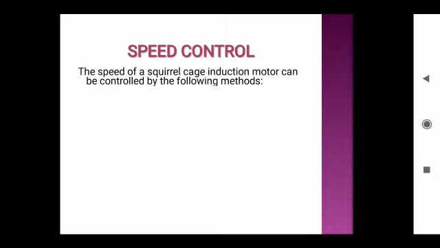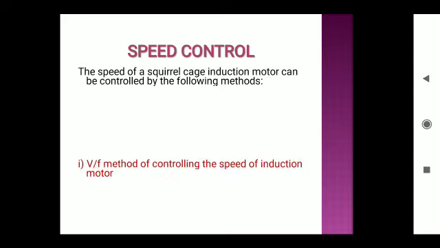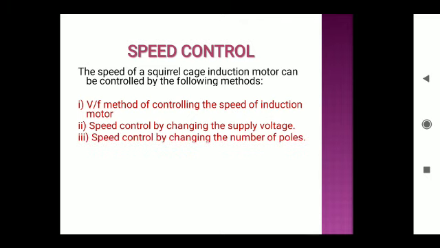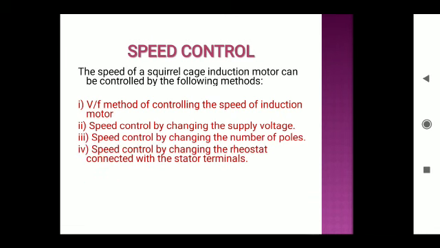Next, the speed control of induction motor. The speed of a squirrel cage induction motor can be controlled by the following methods. Number 1, the variable voltage and variable frequency method. Number 2, the speed control by changing the supply voltage. And number 3, the speed control by changing the number of poles. All these three methods are applied in squirrel cage induction motor. And also the speed control by changing the rheostat connected with the stator terminals. This method doesn't apply very much.